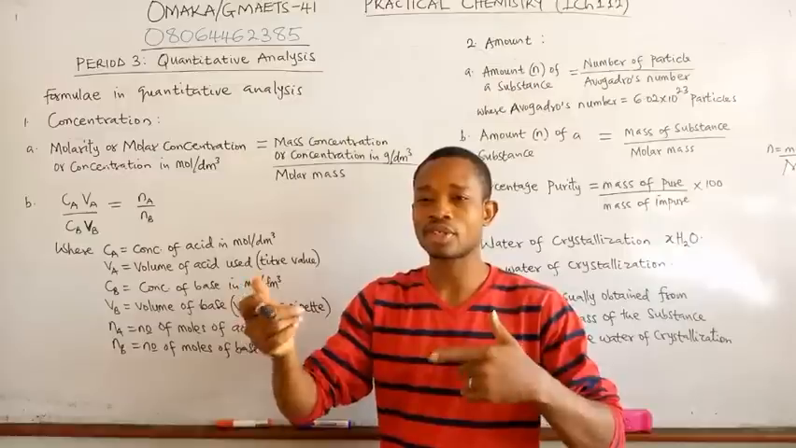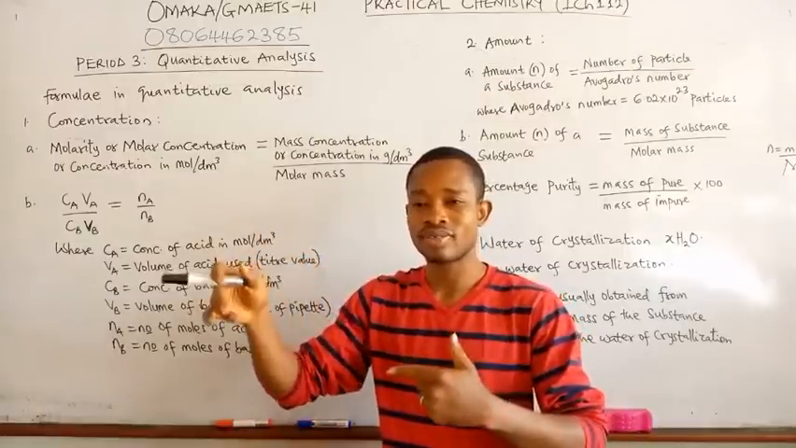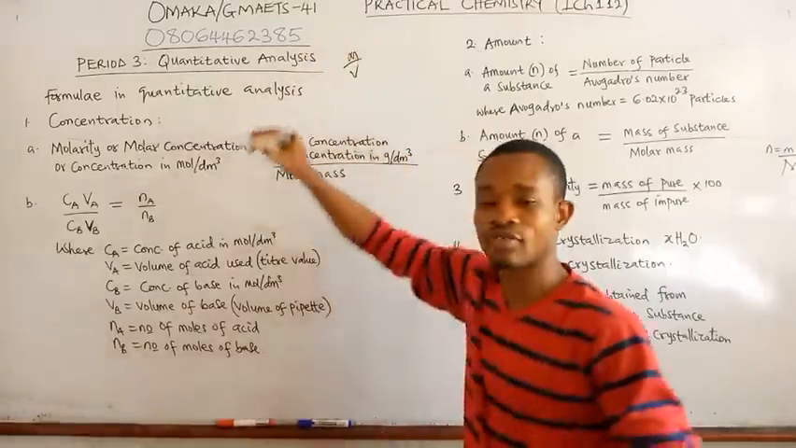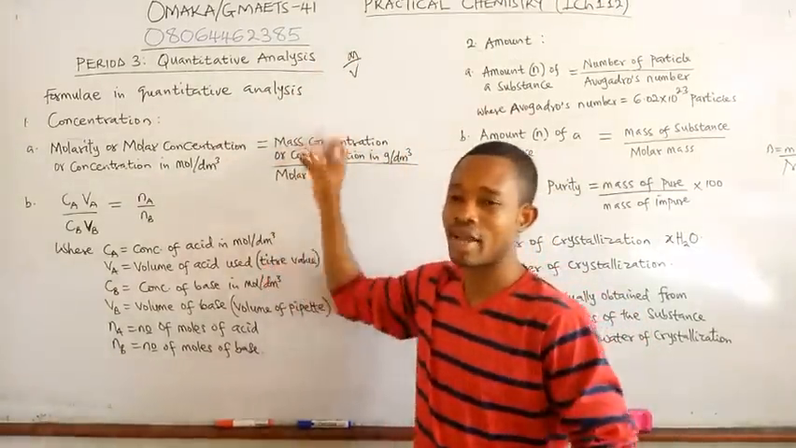For mass concentration, you have the unit in grams per dm cube. So it's just like saying mass over volume, because volume is in dm cube. So you get the mass concentration.